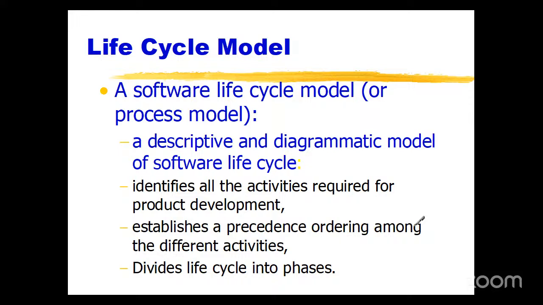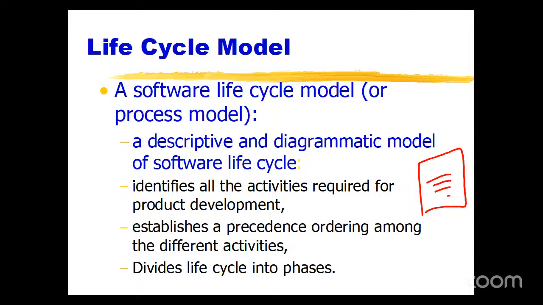A software life cycle model or process model is a descriptive and diagrammatic model of the software life cycle. We have already seen this when discussing all the phases. The project team or the company has to show the architecture, that is the design. Then only the user will accept the model, and then they go for writing the code. So a descriptive and diagrammatic model of the software lifecycle is the software lifecycle model. A description has to be there, and a diagram also has to be there.